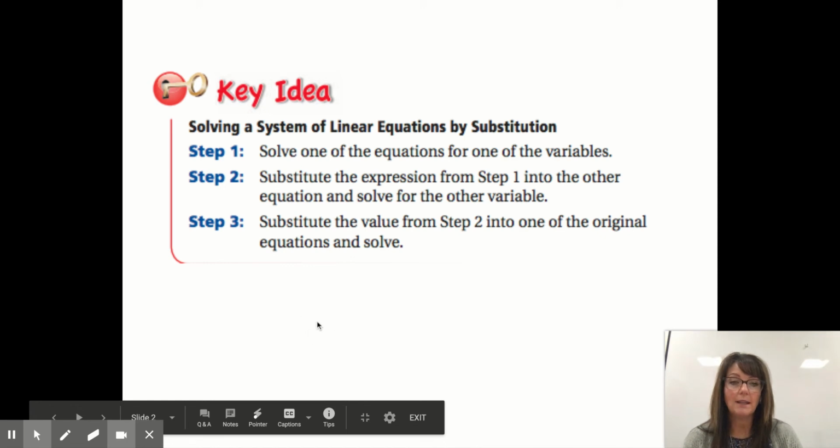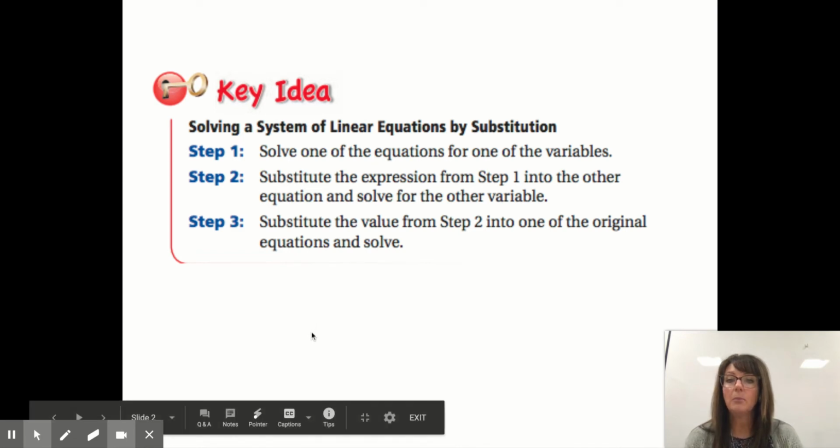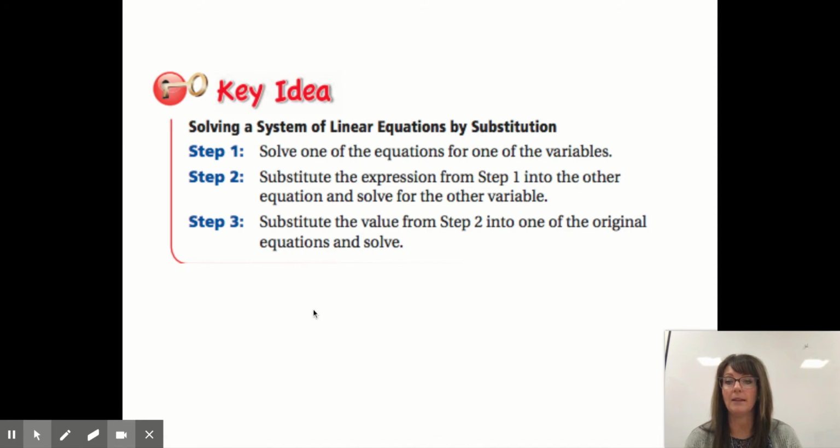So what we're doing then is, instead of having an equation with two different variables, getting to an equation with one variable so we can solve it. Step 3, substitute the value from step 2 into one of the original equations. Once we know one variable, we just need to find the other. So pause the video if you're not done copying these down.